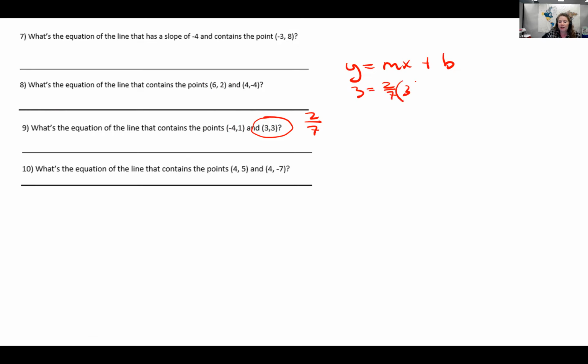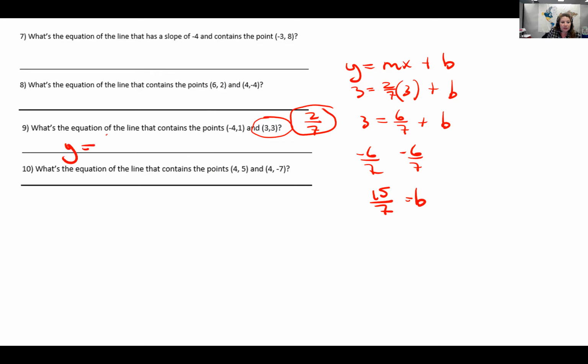I'm going to use my calculator. 3 minus 6/7 is 15/7. 15/7. So my slope and my y-intercept. So y equals 2/7 x plus 15/7.